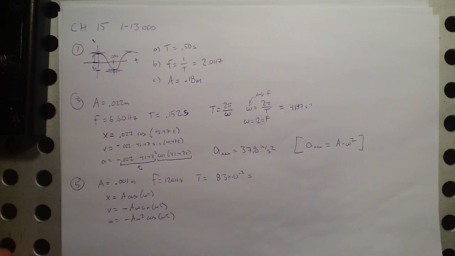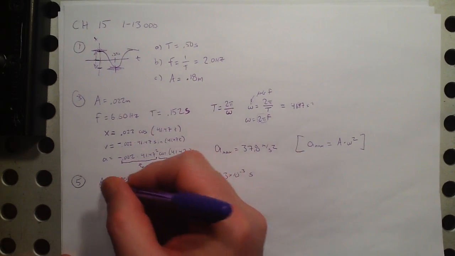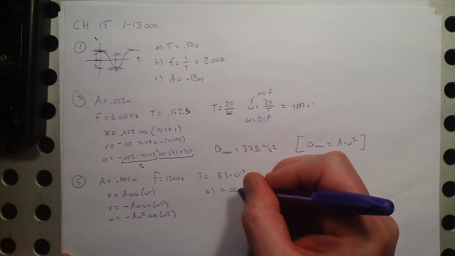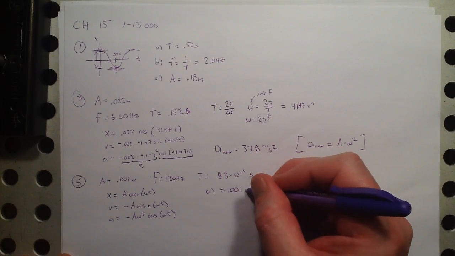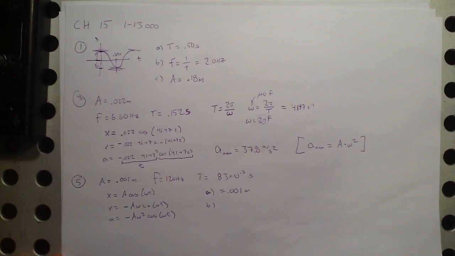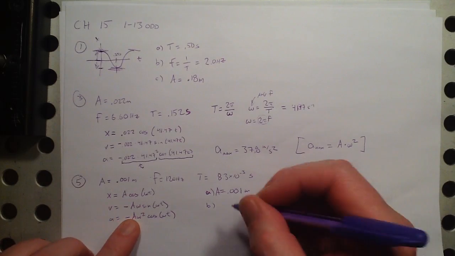And it's straight out of your notes. So they want to know, what's the amplitude? We did that already. Amplitude is 0.001 meters, or 1 millimeter. For B, what is the maximum blade speed?